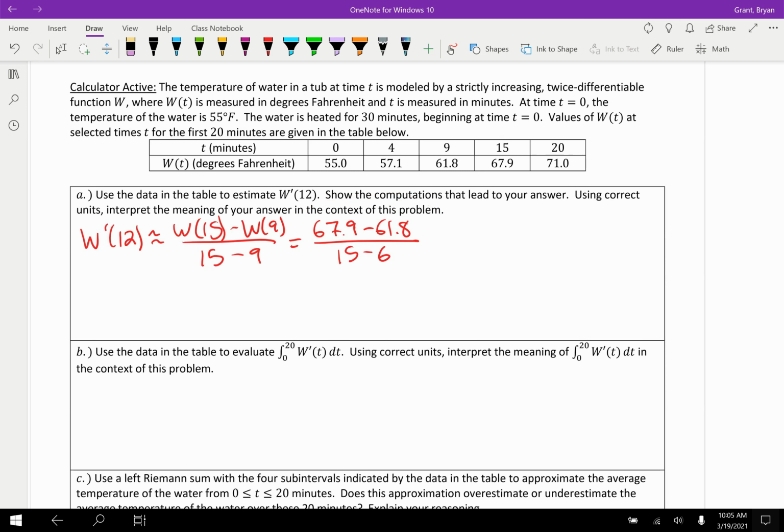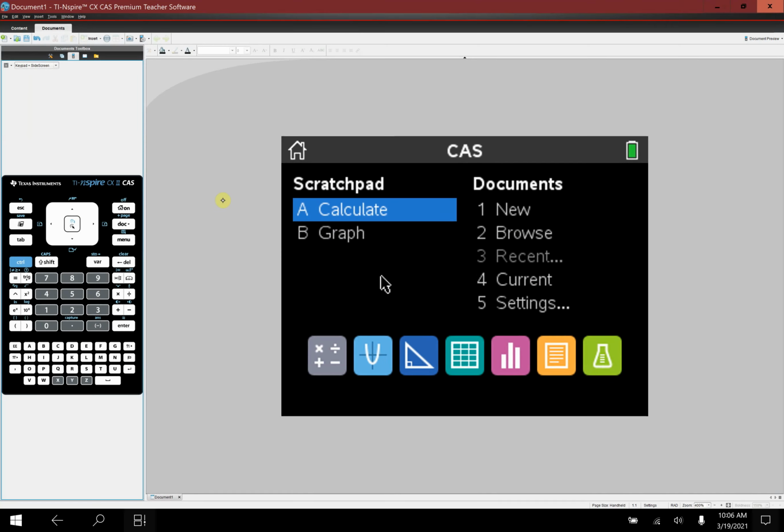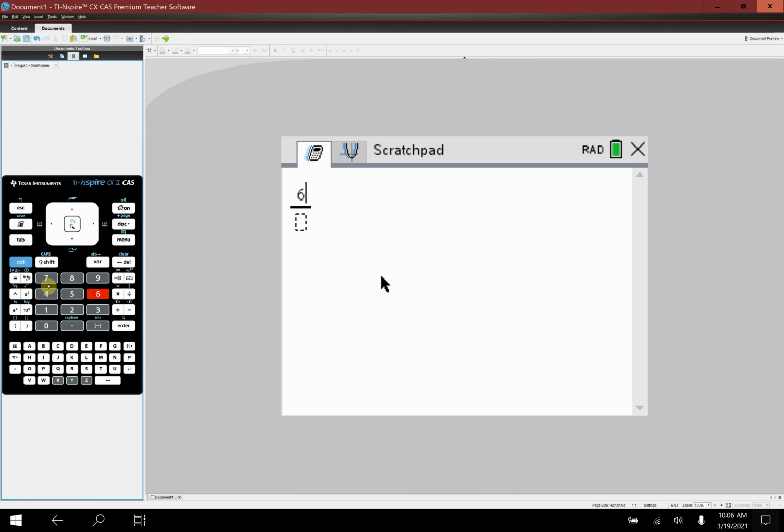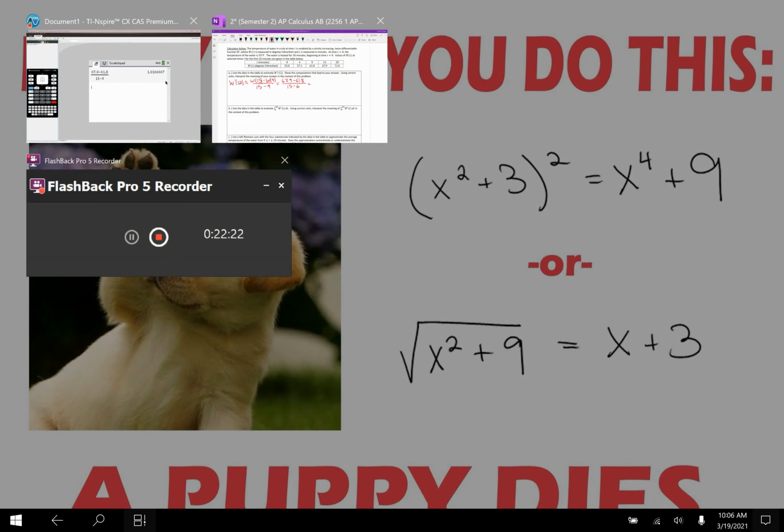Now, I will go one step further and I will put the answer, and I'm going to do it on my calculator, take my own advice. But again, if you're unsure, even if it wasn't calculator active, if you're unsure on your decimal subtraction, just stop. Leave it right there. That's full points. So here we go. 67.9, 61.8. Let's see. Calculate. There we go. 67.9 minus 61.8 over 15 minus 9. And for this one, I'm going to show you both of these. If I hit enter, I do get a decimal. I wasn't sure if it'd give me a fraction or not. 1.016.